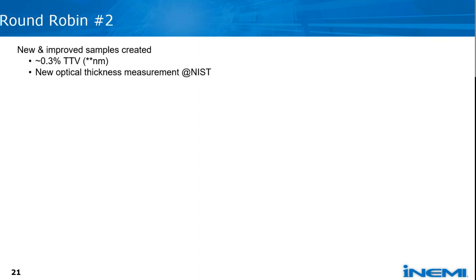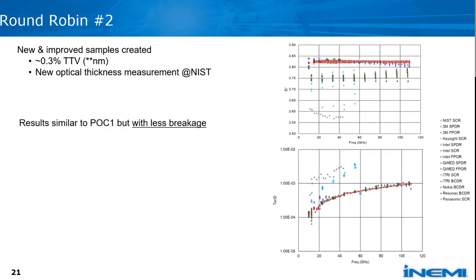We also had the advantage that by this stage of the project, NIST had acquired their optical thickness measurement tool that they are procuring for this project so that they would be able to measure accurately the thickness of every individual SRM when they ultimately produce them. And so with that, we sent the samples around to the different labs. And as you'd imagine, the numerical data coming back looks very similar to the original proof of concept, but this time we experienced quite a bit less breakage.